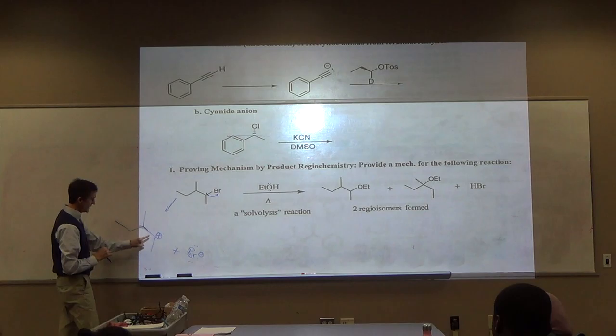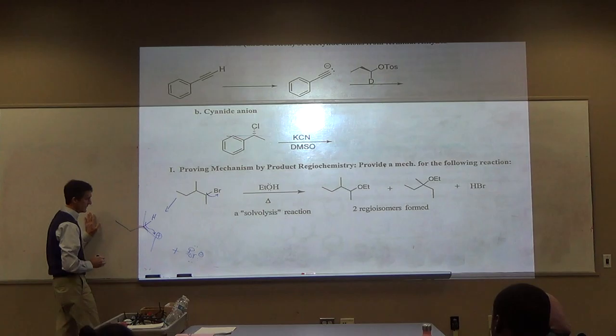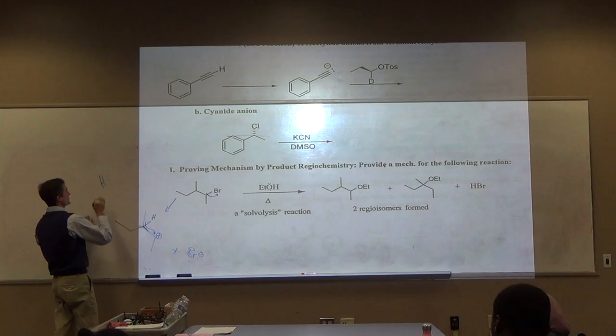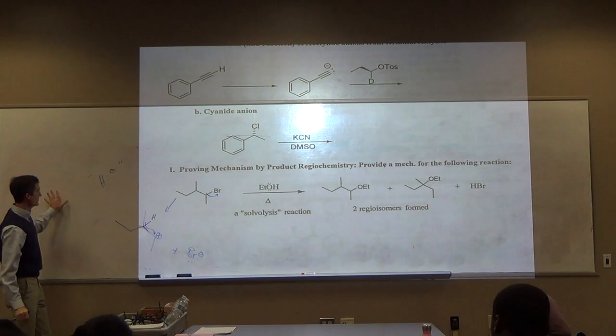What can happen here? Hydride shift. H and the two electrons. That's essentially H and two electrons. That's hydride, right? Like sodium hydride. H and two electrons move. What does that give?